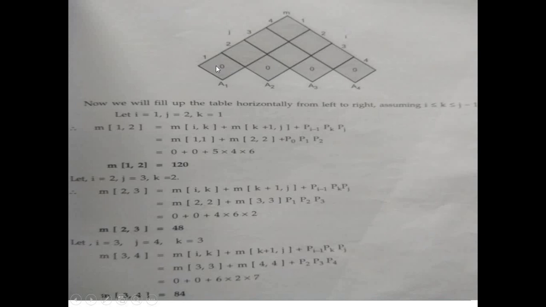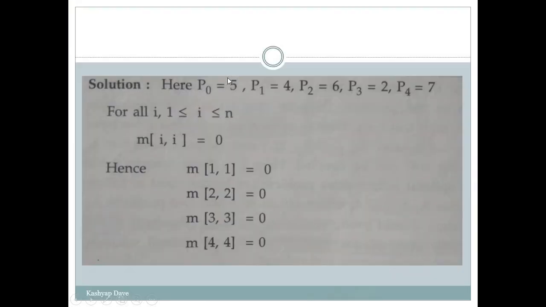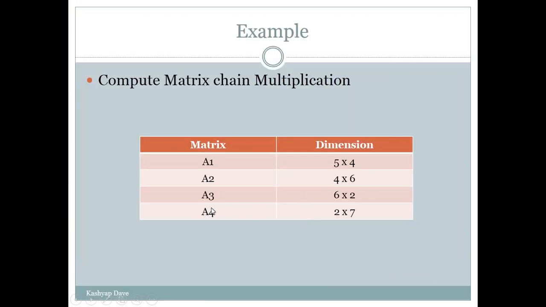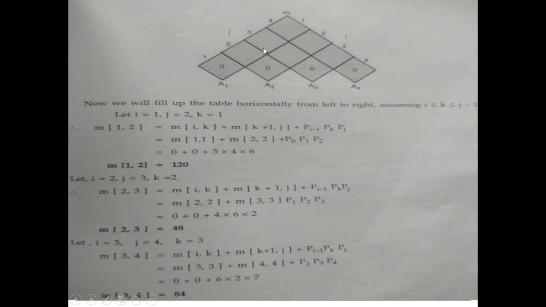Here we have taken only 2 to 1, 3 to 2, 4 to 1, 4 to 2, 4 to 3. Why? Because we cannot calculate from 4 to 1, since we cannot multiply A4 with A1. We can only multiply A1 to A2, A2 to A3, A3 to A4. That's why we have taken this type of figure. Now we will have to fill these empty spaces.